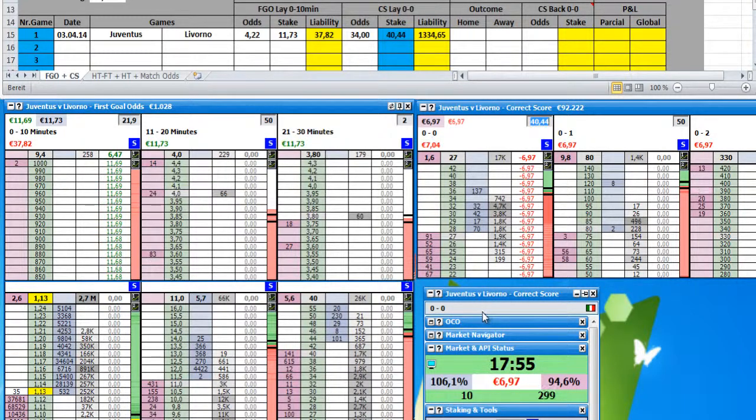All right. This was a further example how you can make risk-free money with the correct core market and the first 10 minutes of the goal. So I wish you the best luck, and if you have some questions, feel free and ask. Okay.